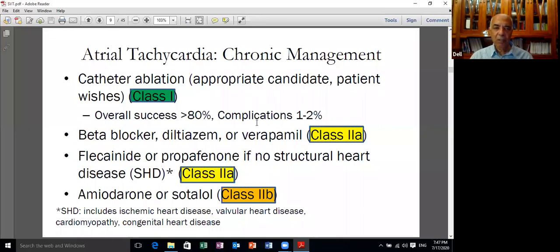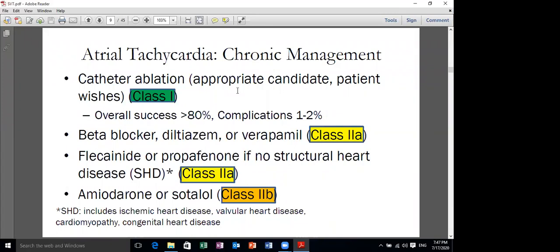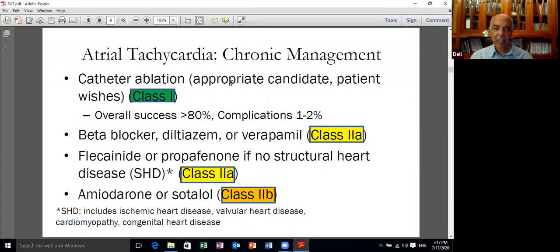If the patient is not a candidate for ablation for some reason, or if he's refusing ablation, then you can use beta blockers or calcium antagonists. If not, and the patient is free of structural heart disease, you use a 1C drug, propafenone or flecainide. Remember the CAST study: the group 1C drugs should not be used in patients with structural heart disease, and structural heart disease includes ischemic heart disease, severe valvular heart disease, cardiomyopathy, or congenital heart disease.